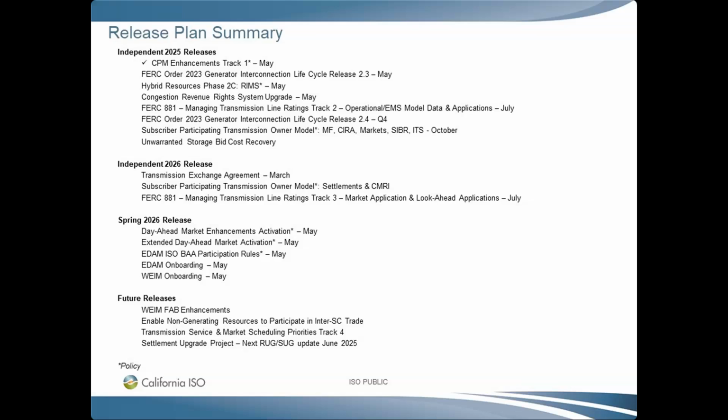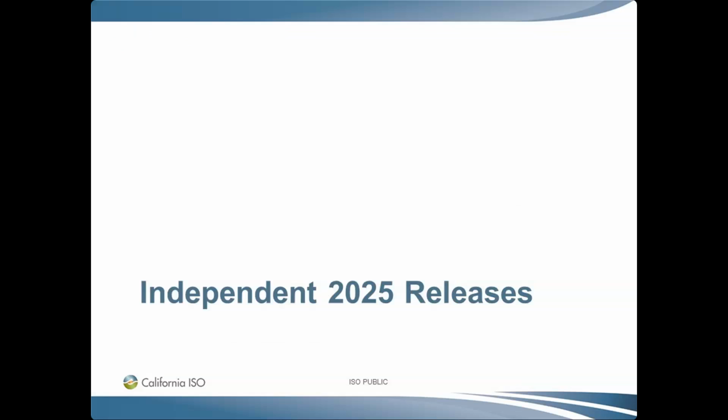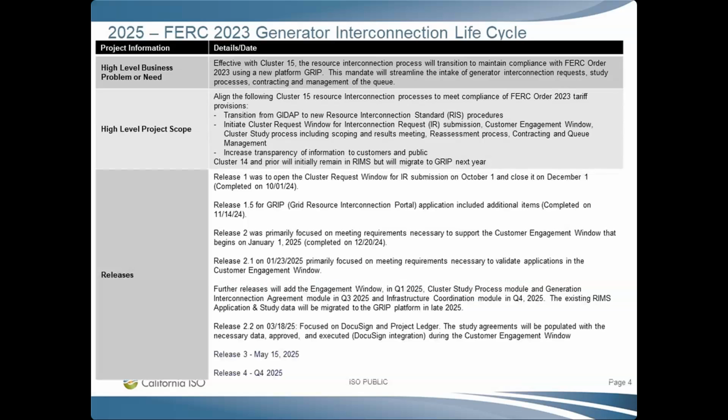So I do have slides for each one of these, so I'm going to just continue and move forward and take questions along the way. So we'll start with independent 2025 releases in order of activation. So the first one, again, is FERC 2023 Generator Interconnection Lifecycle. Release 3 is on track for May 15, and this is a vendor change to the GRIP platform.